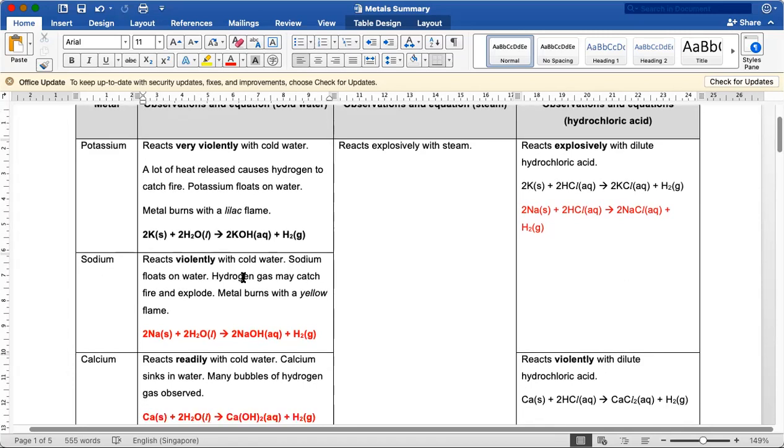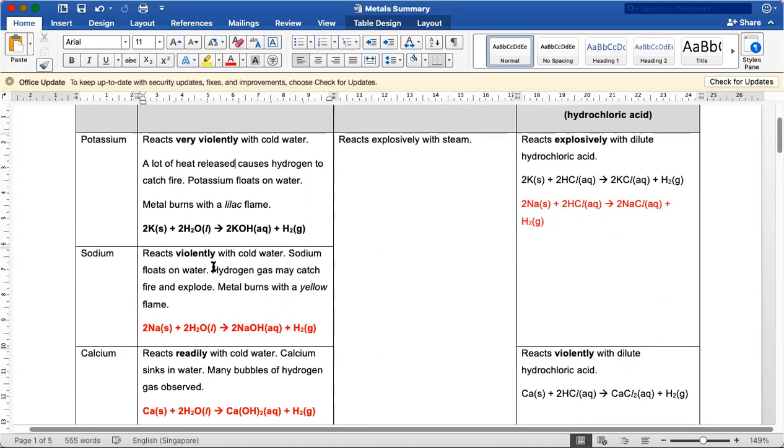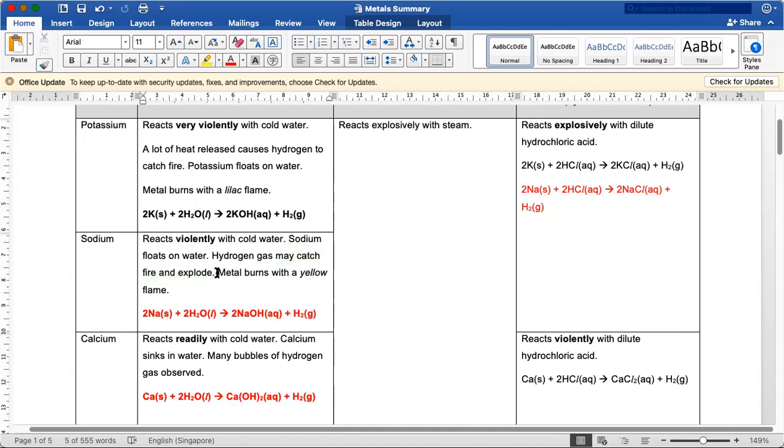And for sodium, it's very similar, just that sodium, because it's less reactive than potassium, instead of very violently, I tweak it to violently. And instead of a lot of heat released causing hydrogen to catch fire, I changed it to may catch fire and explode. Both are considered explosive, but potassium reaction with cold water is more likely to create an explosion. And students also need to know the color of the flame.